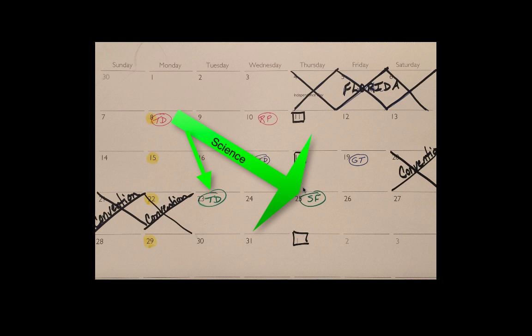Since I know just at a glance that I am going to the convention on the 20th, the 21st, and 22nd, I actually have to have pretty much everything done for my science by the time I leave on the 19th or before I leave on the 20th for that science fair, because my target date's on the 23rd.